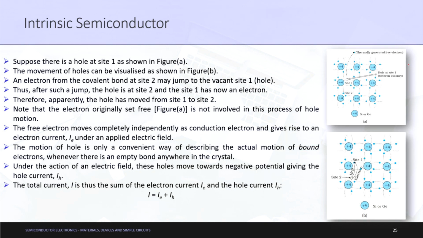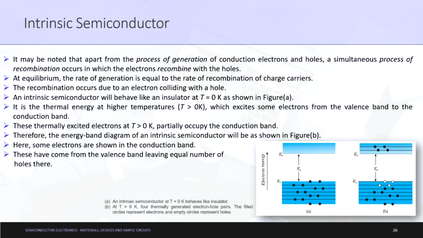This is the only concept being dealt with here: let us say there is an electron residing here, and there is a continuous movement, say it moves to this portion, then it may go to another portion, then move to yet another. So there is a continuous movement of electrons, and if there is a movement of electrons, there is also a movement of holes. It is written here: apart from the process of generation of conduction electrons and holes, a simultaneous process of recombination occurs, in which the electrons recombine with the holes.